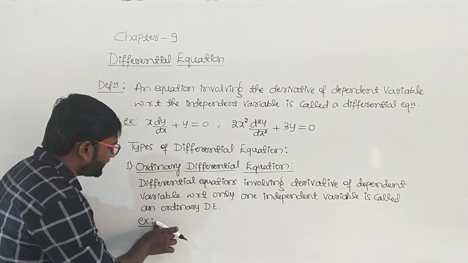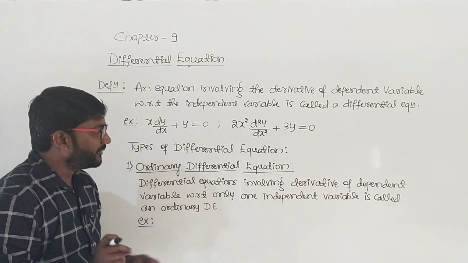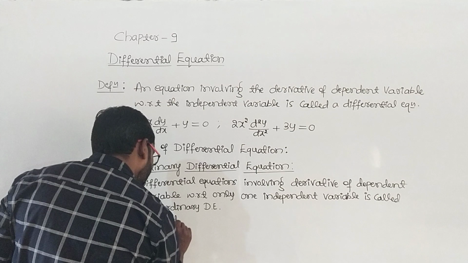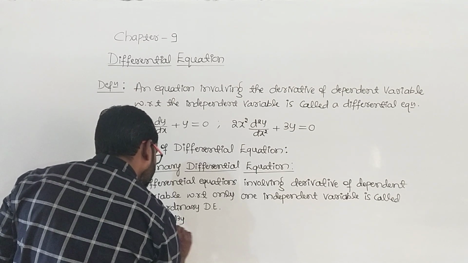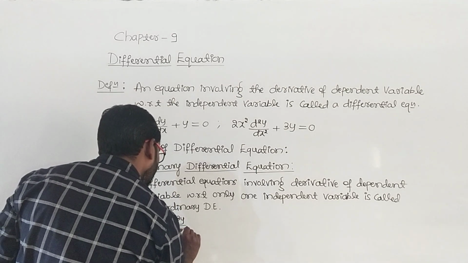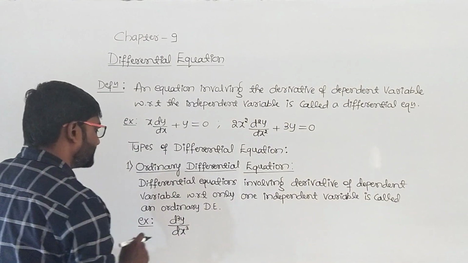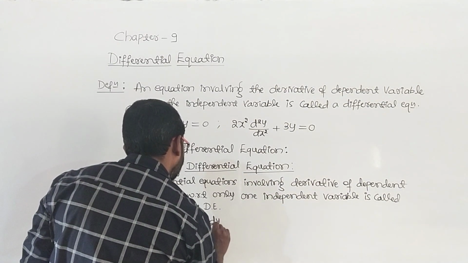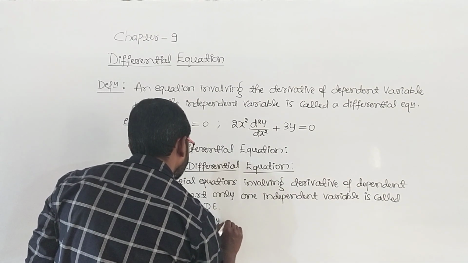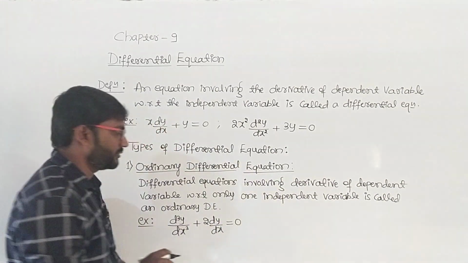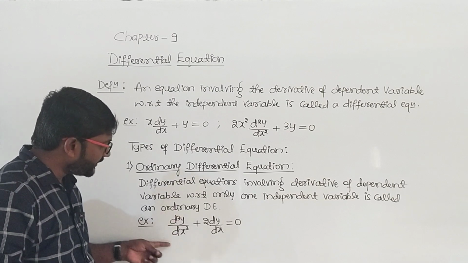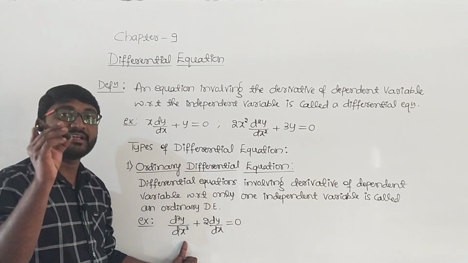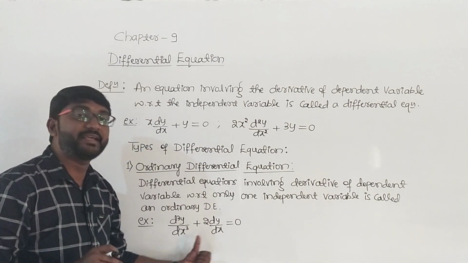Here the differential equation should have only one independent variable. So we can write d cube y by dx cube plus 2 times dy by dx equals 0. See here, both are derivatives, and these two derivatives are with respect to only one independent variable, that is x here.